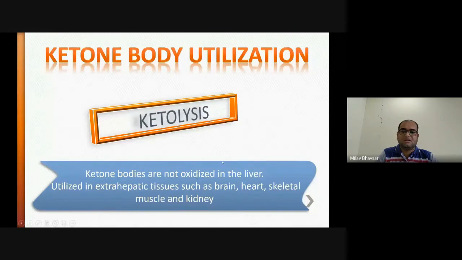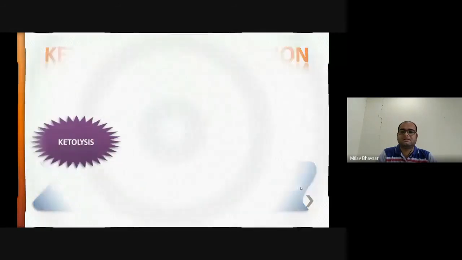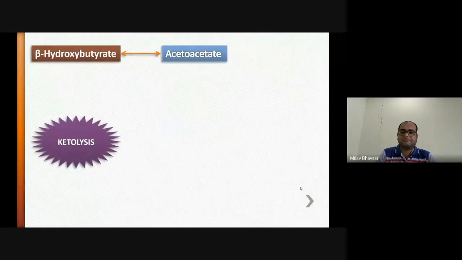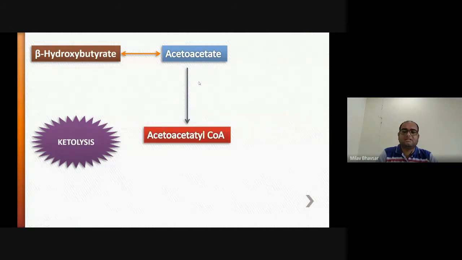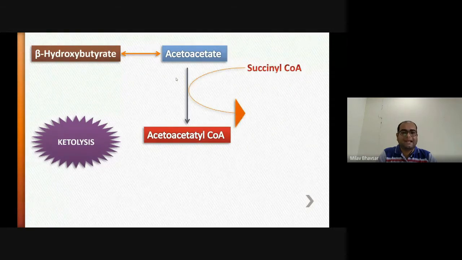Remember this, they are not oxidized inside the liver. They are generated in the liver only, but they are utilized by the extrahepatic tissues: brain, heart, skeletal muscles, and kidneys. So how does this ketolysis happen? Remember, acetoacetate and beta hydroxybutyrate are interconvertible. So whenever there is a requirement, acetoacetate is generated, gets converted into acetoacetyl coenzyme A with the help of succinyl coenzyme A. Remember this, that is coming from the acetyl coenzyme A only.